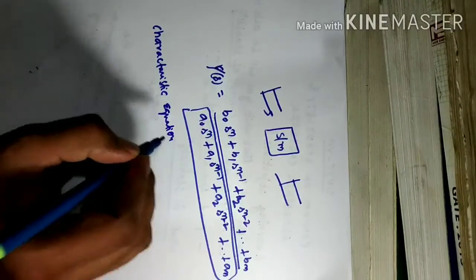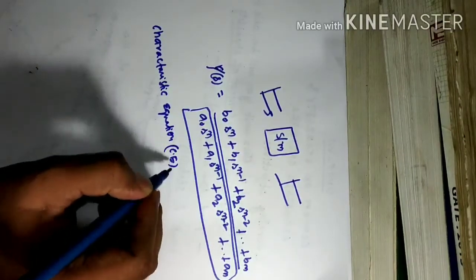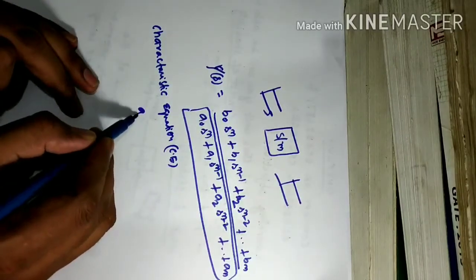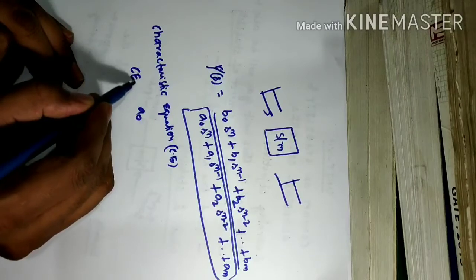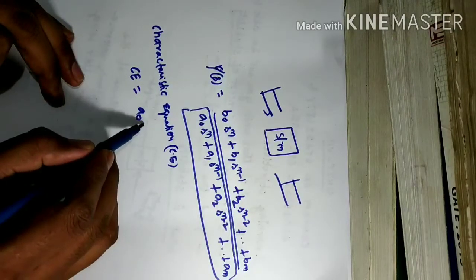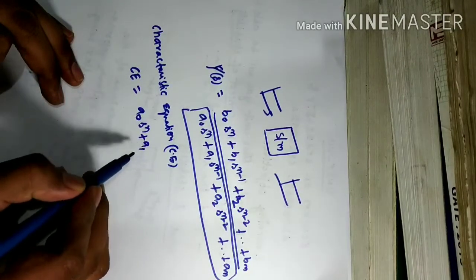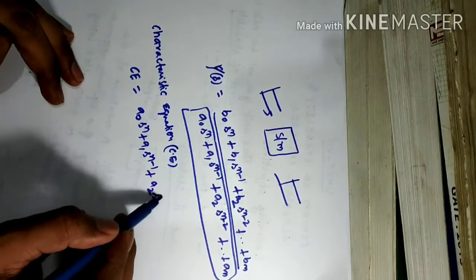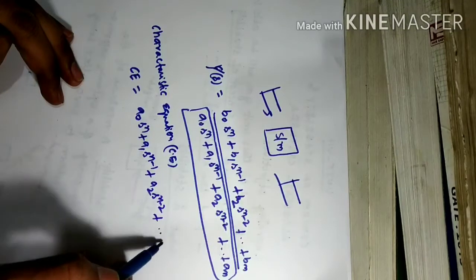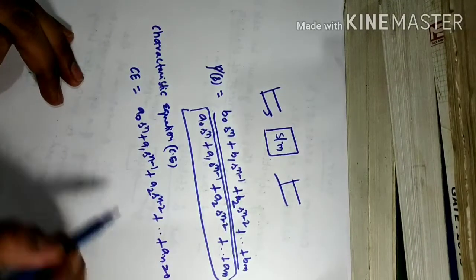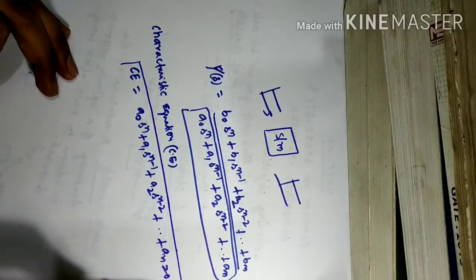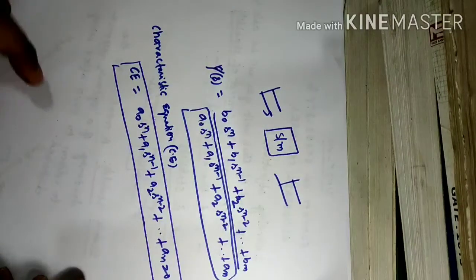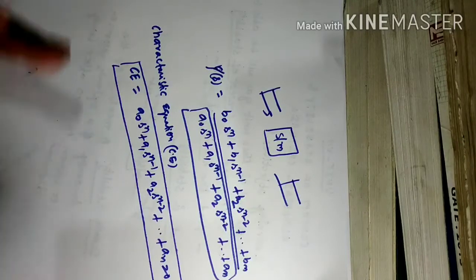So generally we write C in short form. So the characteristic equation is: a naught s power n plus a1 s power n minus 1 plus a2 s power n minus 2 plus so on an is equal to 0. So this is a characteristic equation, a very important equation. Okay, so this characteristic equation has the poles of the transfer function.